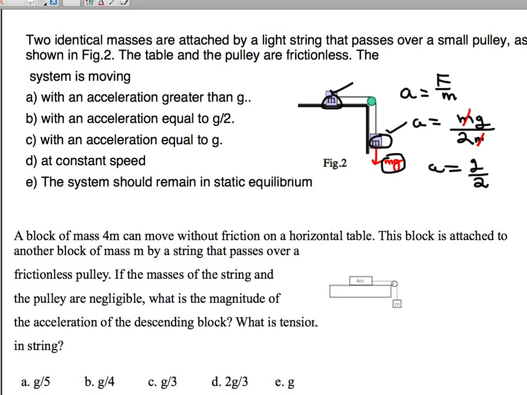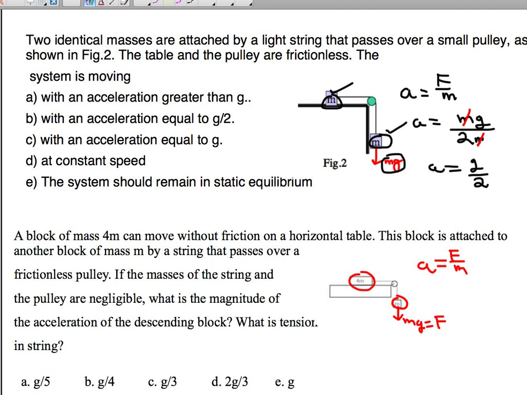Let's try a little more complex problem. Let's say the hanging mass here is m, and this one here is 4m. What would be the acceleration of this system? Well, still keep in mind that the weight of the hanging mass is the one that's doing all the pulling. So this is F. And what is it pulling? Well, it's pulling this mass and this mass.